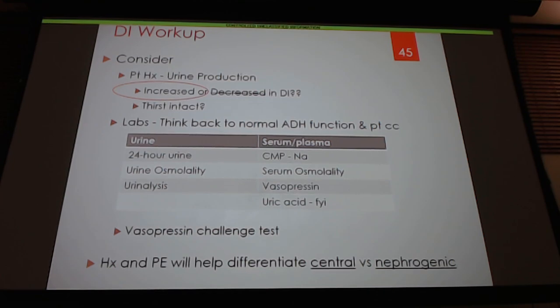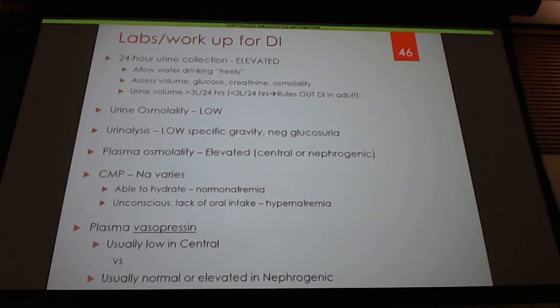Outside of the table is a vasopressin challenge test that helps differentiate if it's central or nephrogenic. But remember, the history and physical exam can also help you. So we'll dive into these a little bit deeper. So again, 24-hour urine collected.